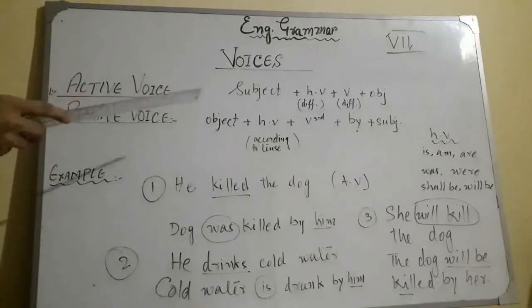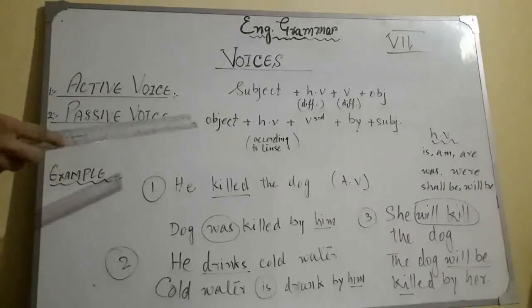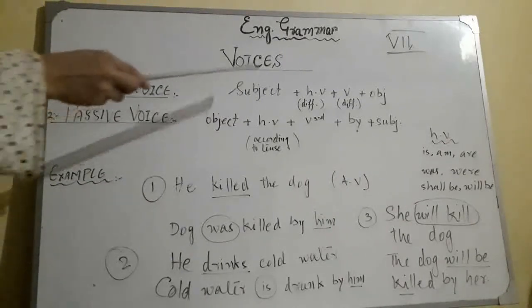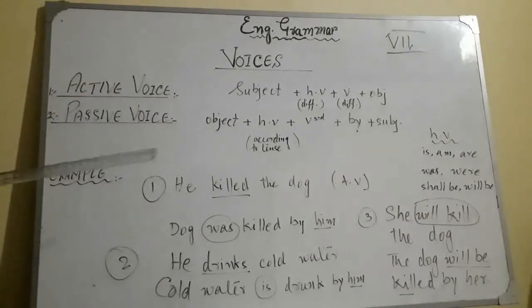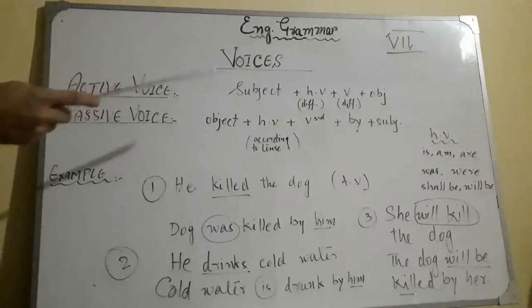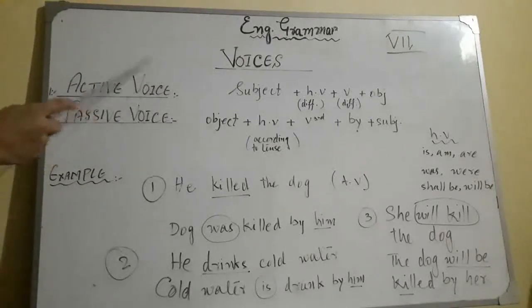After learning all the 12 tenses, today we'll start voices. What is voices? Voices are of two types, active voice and passive voice. As we have learned, all the tenses are in active voice.